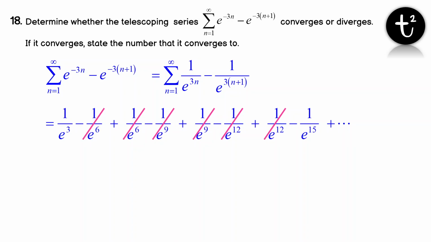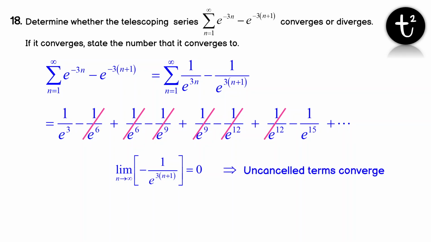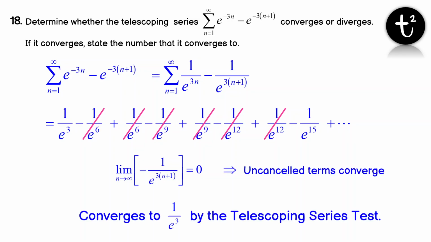So I have two terms that I need to decide what happens to. The first one, the 1 over e cubed, is not going to cancel, so we're going to keep track of that. But the term at the very end, the minus 1 over e to the power 15, if we make the list long enough, so as n goes to infinity, we see the limit of these terms at the tail end go to 0. So eventually they will all converge to 0, so their value is not going to contribute to this series. So since the uncancelled terms converge, we can say that this series converges to 1 over e cubed by the telescoping series test.